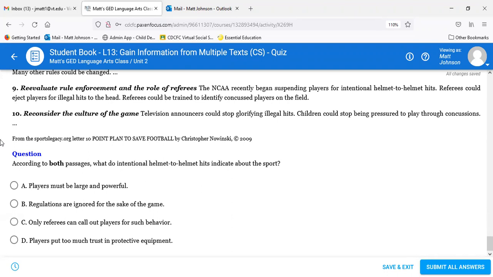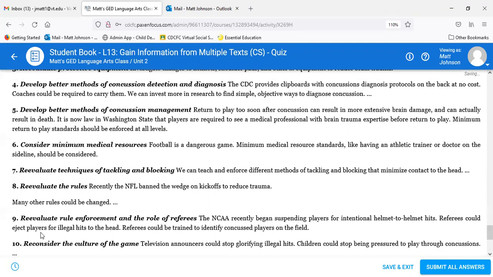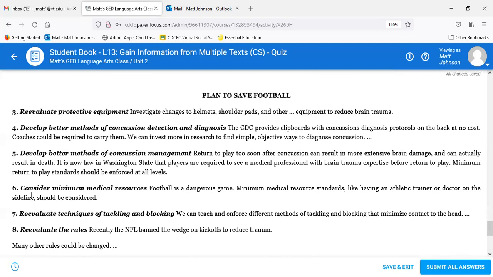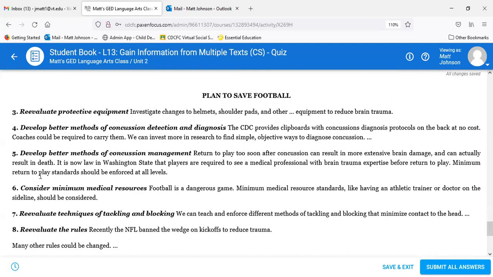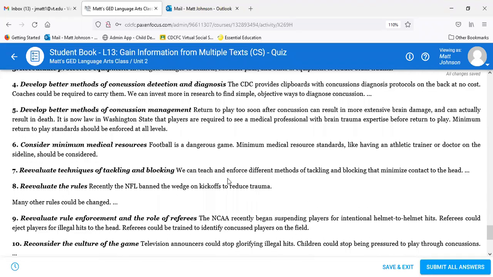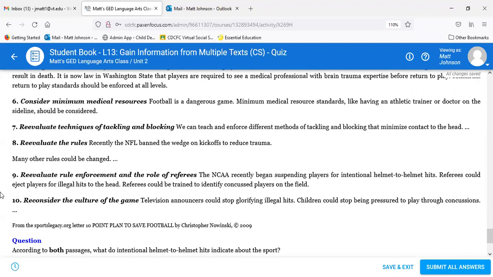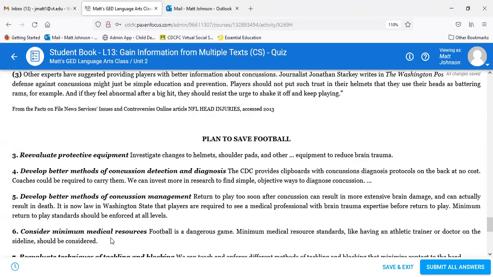B. D is a D, dog. Yeah, so it mentions here, it says something about protective equipment, investigate changes to helmet, shoulder pads, and others. Well, teaching different methods of tackling and blocking. And then of course at the end, glorifying illegal hits.